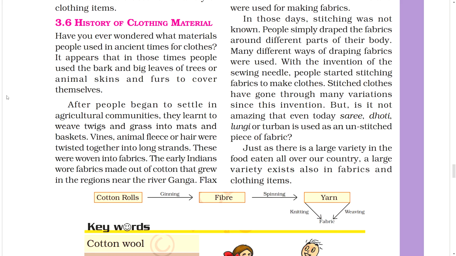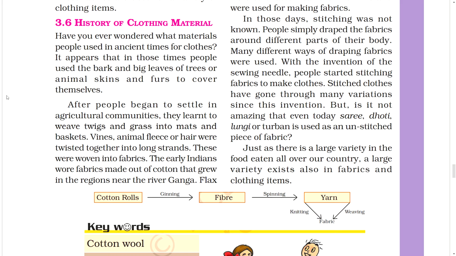3.6 History of clothing materials. Have you ever wondered what materials people used in ancient times for clothes? It appears that in those times people used the bark and big leaves of trees or animal skins and furs to cover themselves. After people began to settle in agricultural communities, they learned to weave twigs and grass into mats and baskets.